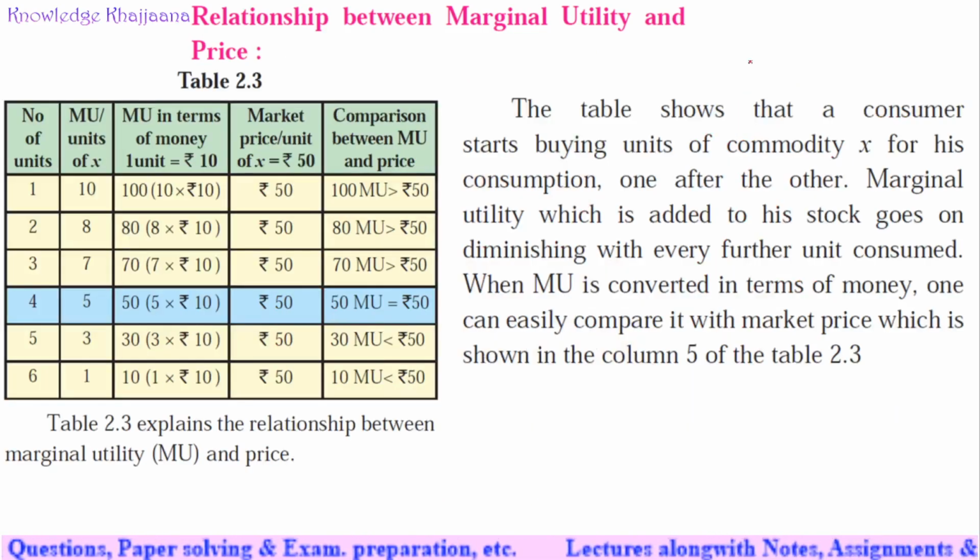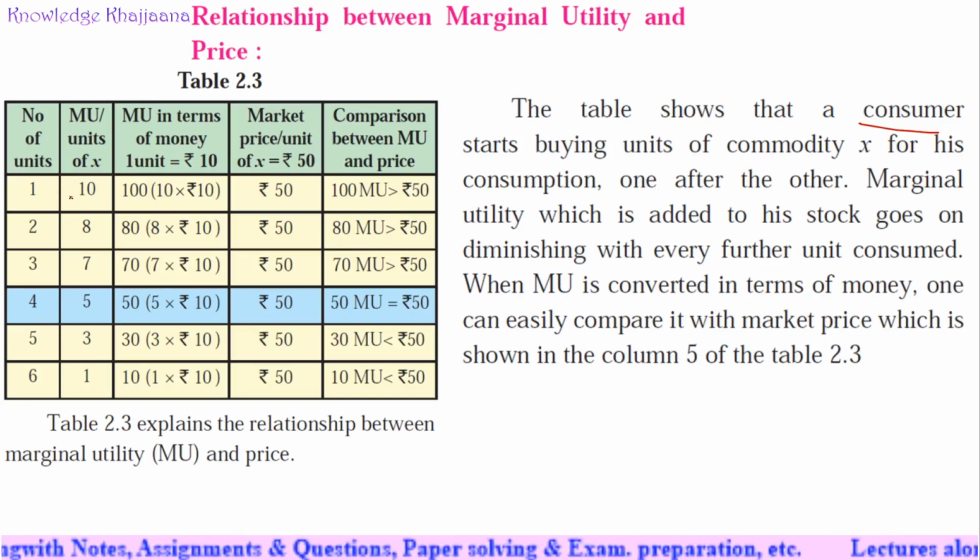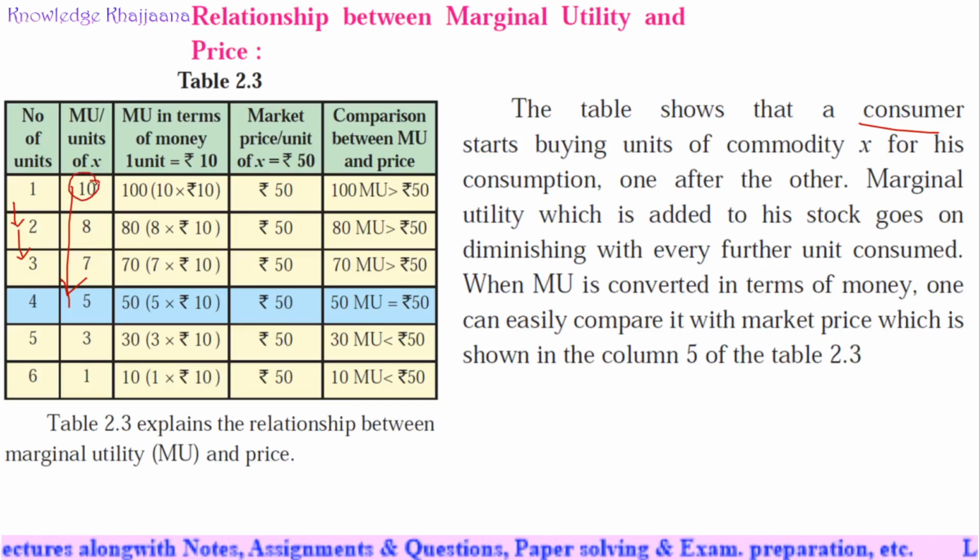See, the table shows that a consumer starts buying units of a commodity X for his consumption, one after the other. Marginal utility which is added to his stock goes on diminishing with every further unit consumed. As he consumes more and more units, it goes on diminishing. When marginal utility is converted in terms of money, for every unit of utility, it is multiplied with rupees 10.